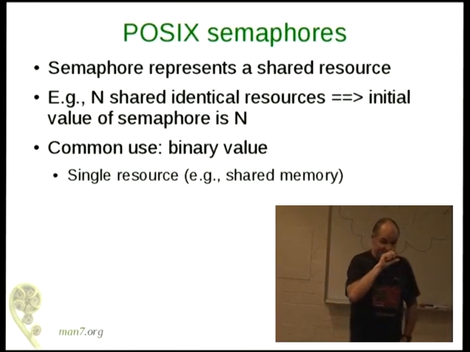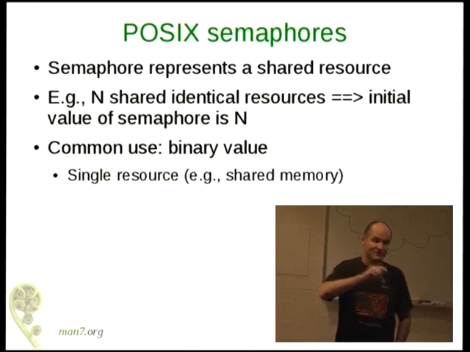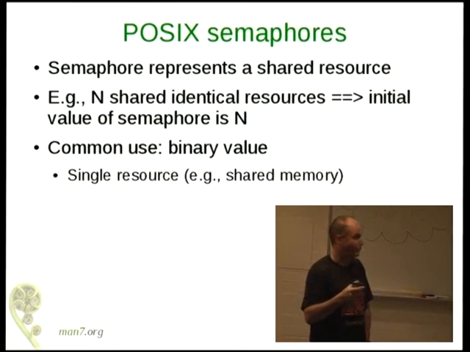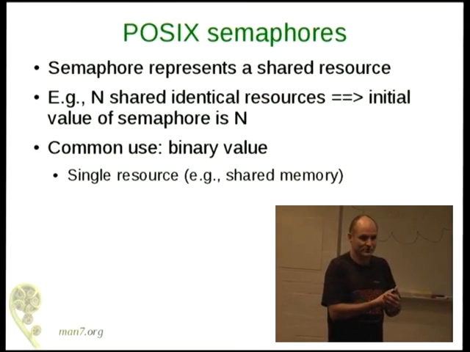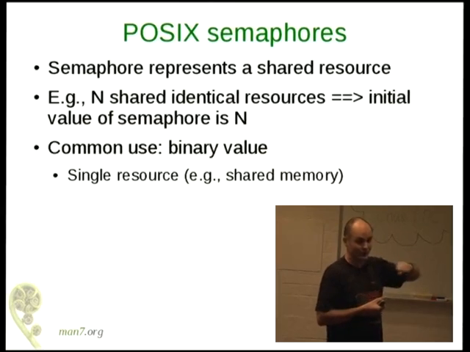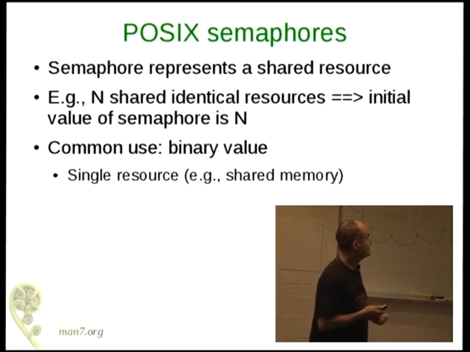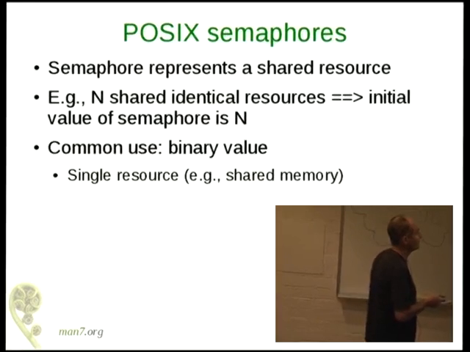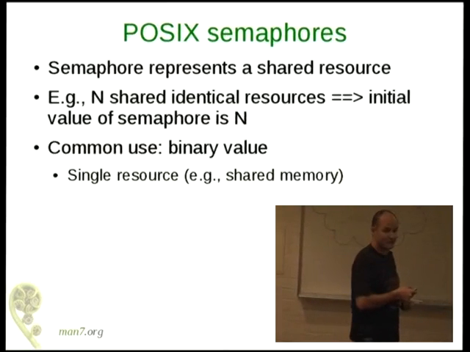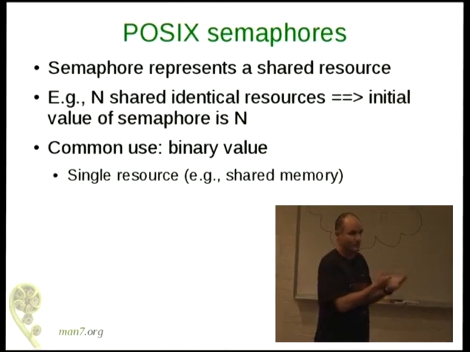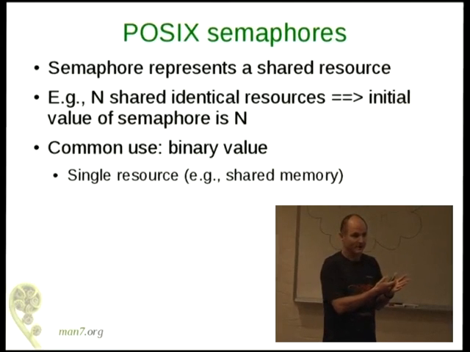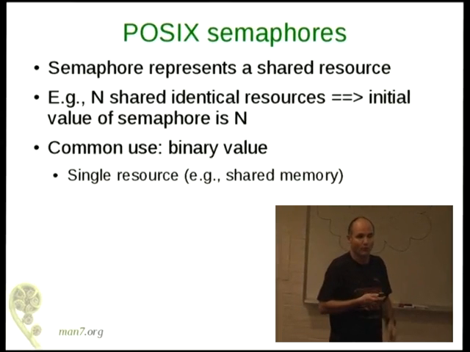A very common way of using semaphores, though, is just 0 and 1. In other words, a binary semaphore. In other words, there's a single resource, and the semaphore only has the values 0 and 1. The example that is relevant there for us is shared memory. Normally, you only want one process to update the shared memory at a time, so the semaphore's value is either 0 or 1.